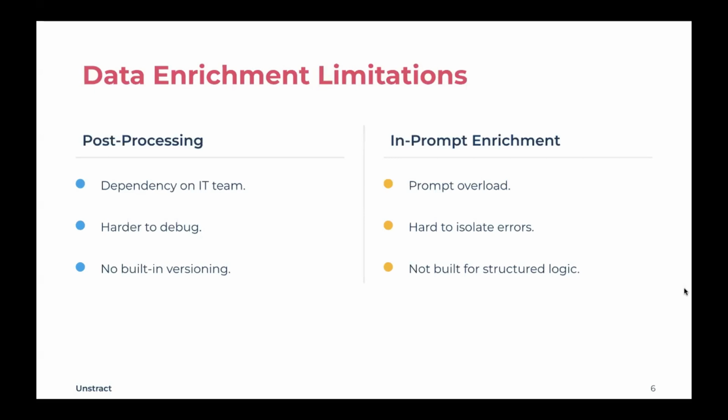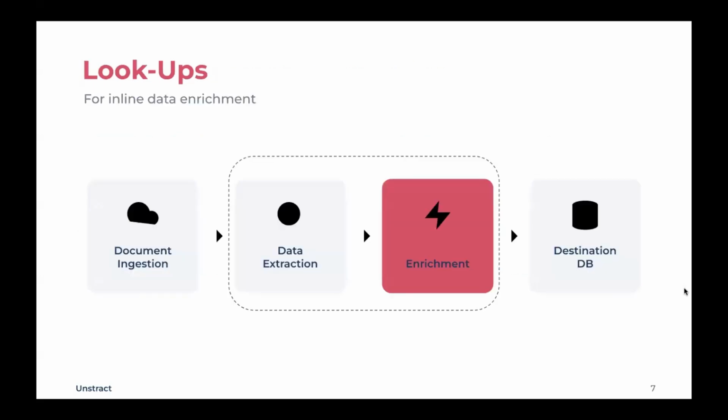And the ideal solution would be to create a composable architecture where the enrichment layer stays within the document extraction pipeline so that it's accessible, but also outside of the extraction unit. So while it is within the pipeline, it should also stay outside of the extraction unit so that it's also easy to maintain and scale accordingly. And that is why with Unstract, we're now introducing lookups. So we'll now take a look at lookups.